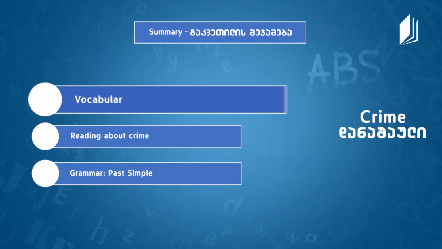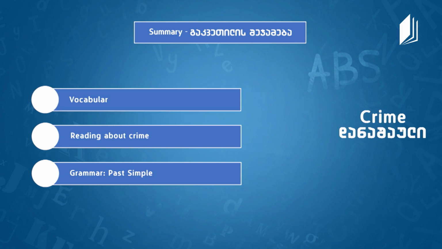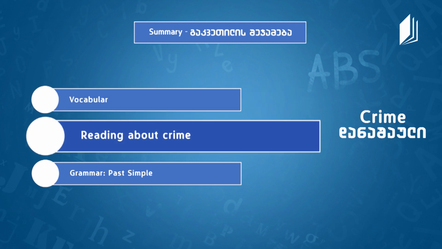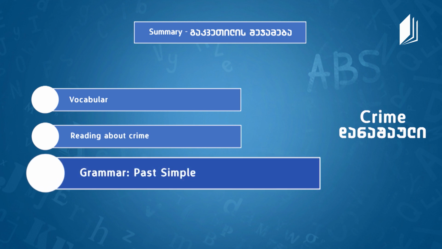So now we are at the summary. And in today's lesson, we discussed many things like the vocabulary. We discussed crime and all the words that were associated with that. And we also read about crime, like crazy stories about men who wanted to get back into prison or people trying to get into houses by parcels and things like that. And lastly, we discussed grammar, which was the past simple.